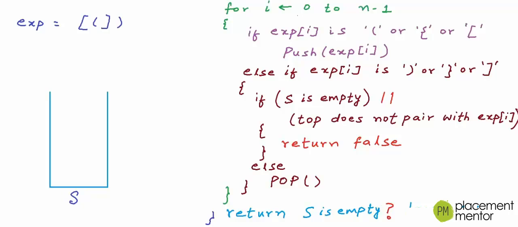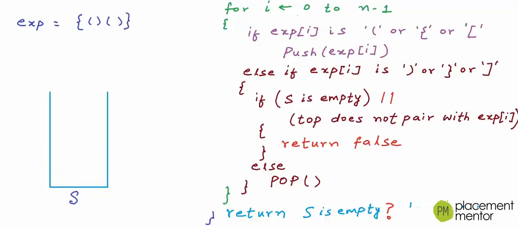Let's go through this one now. First we have an opening square bracket. So we will go to the first if and push. Next one is an opening parenthesis. Once again it will be pushed. Next one is a closing square bracket. So the condition for this else if will be true. We will go inside this else if. Now this time the top of stack is an opening parenthesis. It should have been an opening square bracket, and then only we would have a pair. So this time also we will have to return false and exit.